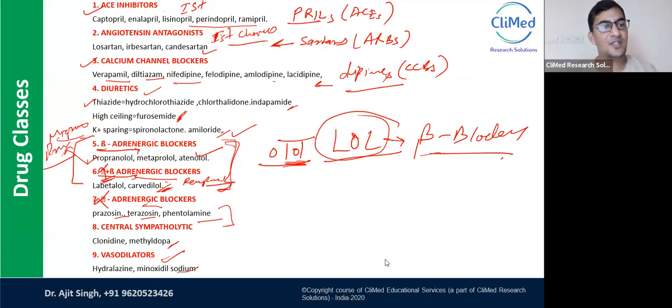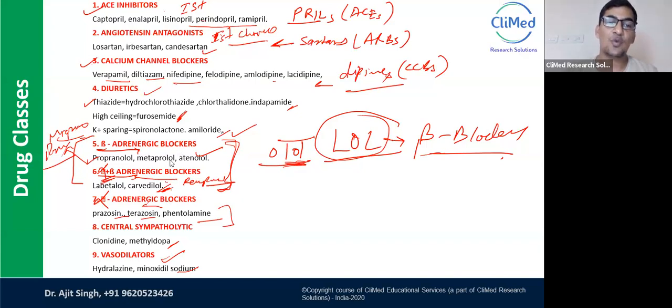Okay, high ceiling inhibitors act on the ascending loop of Henle. Yes, hirsutism, definitely. Baldness, yes. Hair growth, hirsutism, baldness, correct, absolutely. Okay, before we go to the specific slides and categories, let's go for some quick questions.